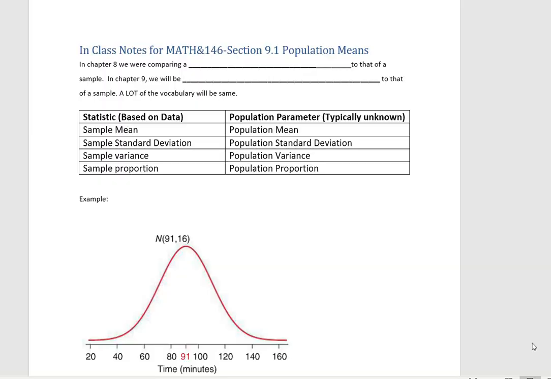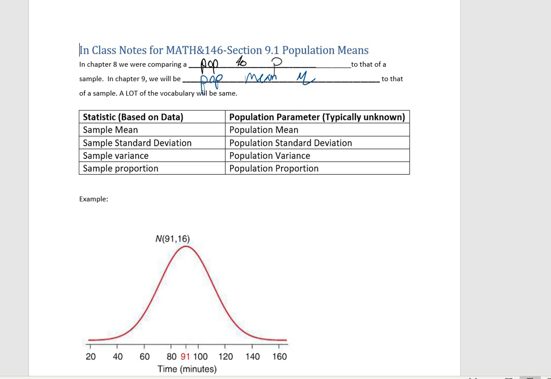Hey, so in chapter 9, what we're going to be talking about is population means and how we can estimate them. In chapter 8, just to remind you, we were trying to use a sample to compare to a population percentage, which we called P. Okay? So in chapter 9, we're going to try to use a sample to estimate a population's mean, which we're going to call mu.